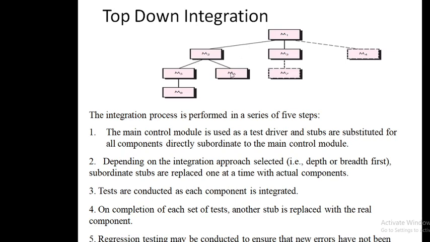To follow this top-down approach, we must perform a series of five steps. In the first step, the main control module, that is M1, is used as a test driver, and stubs are substituted for all components directly subordinate to the main control module. So here the driver is M1 and the stubs are substituted. Here stubs means all these subordinates. So this is the first point.